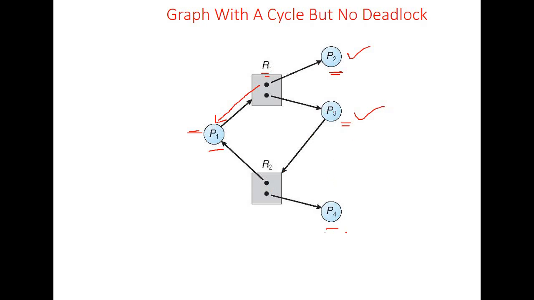Otherwise, P4 is another process which can execute because R2 is there for P4 and P4 does not require any other resources. Therefore, P4 also completes its execution. Either P1 or P4, whichever completes its execution, R2 will get released. Once R2 is released, P3 will go for execution. In that way, all the processes will complete their execution one after another in some order. So there is a cycle in this graph, but there is no deadlock in the system.